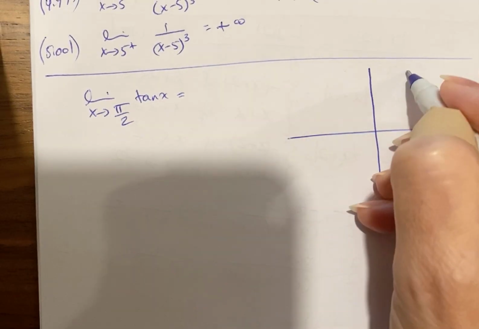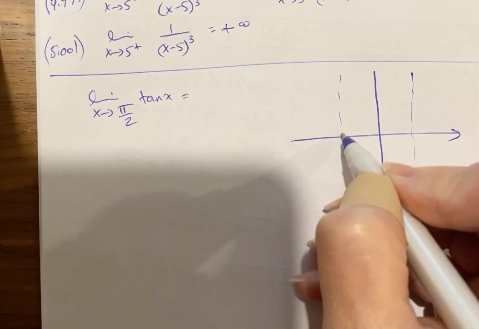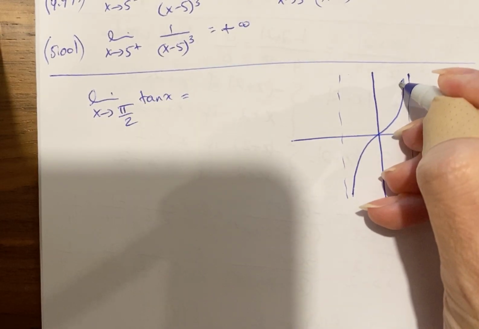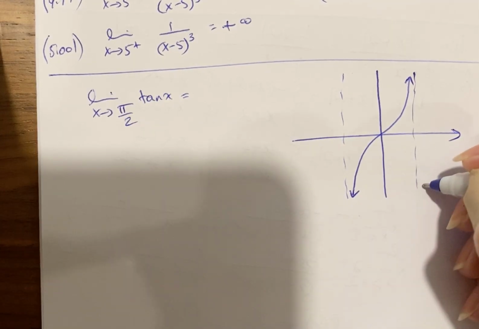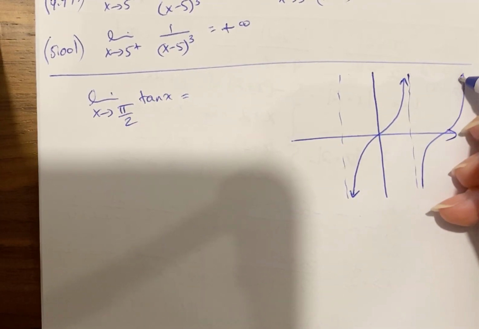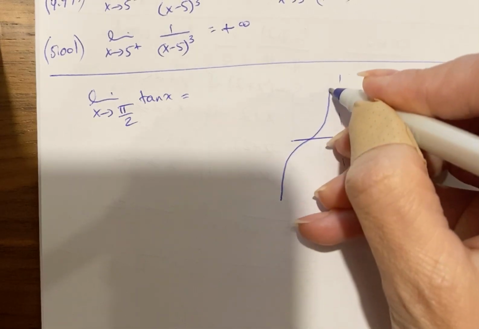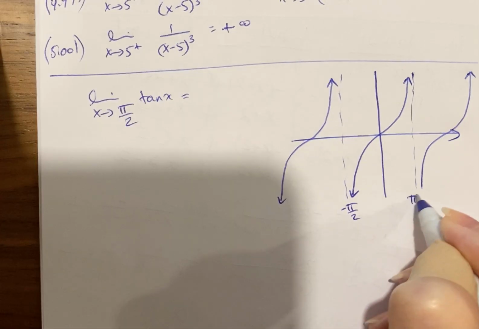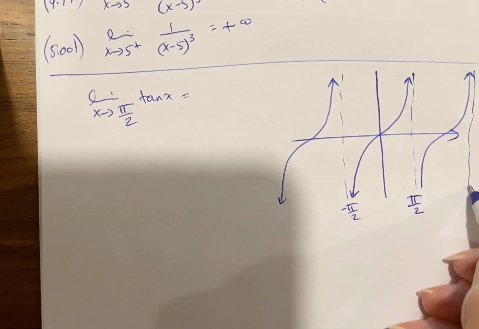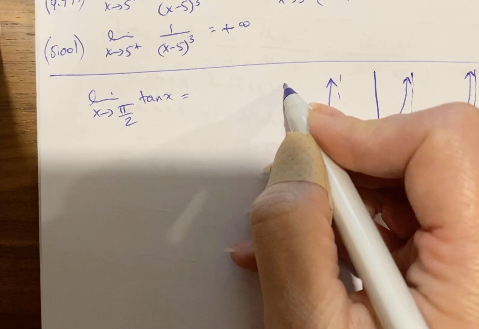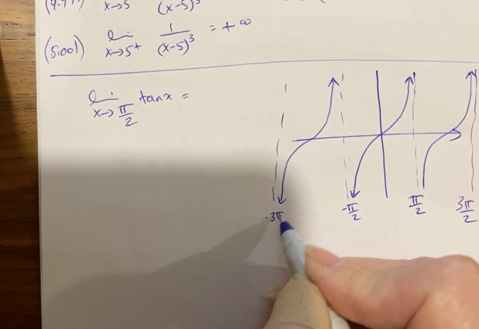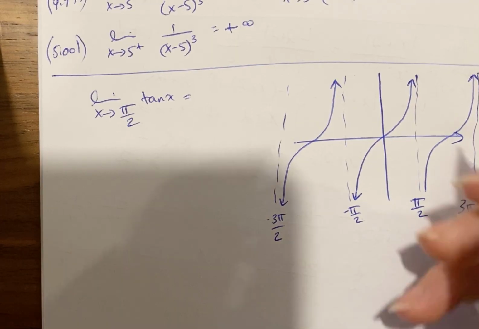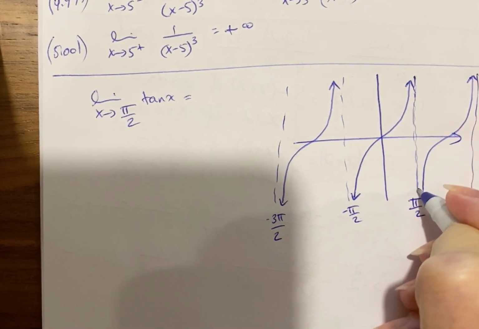Tan x is a function that has infinitely many discontinuities, right? From minus pi over 2, it goes all the way up. Then it goes all the way up again. It's an increasing function. This is x equals minus pi over 2, pi over 2. This is 3 pi over 2. You remember when we talked last time about how many discontinuities tan x has? It has infinitely many discontinuities. One of those discontinuities is pi over 2.